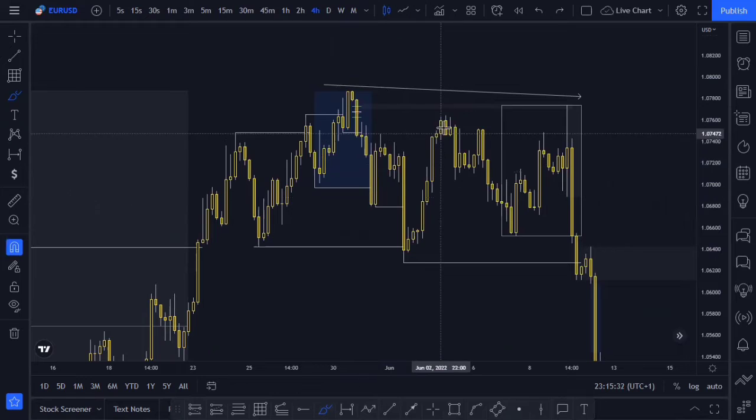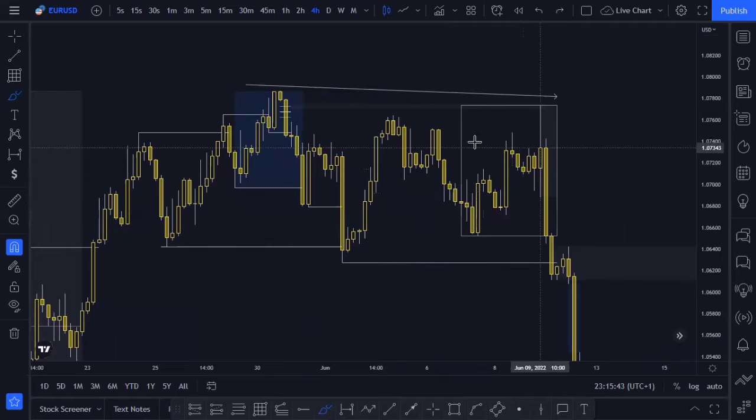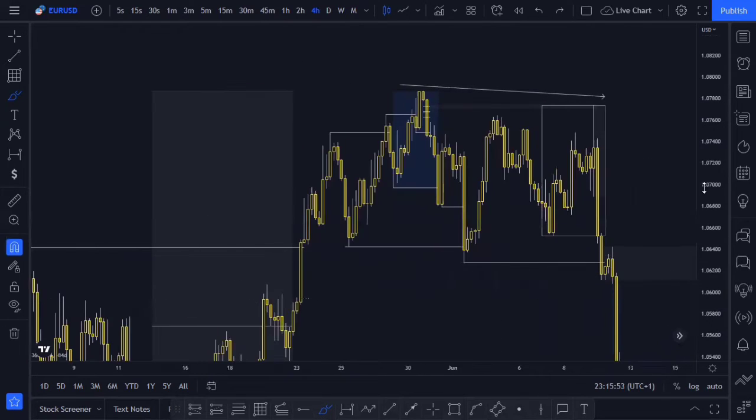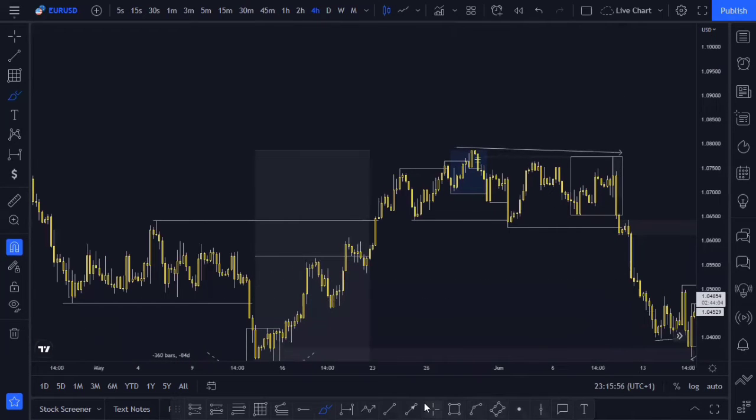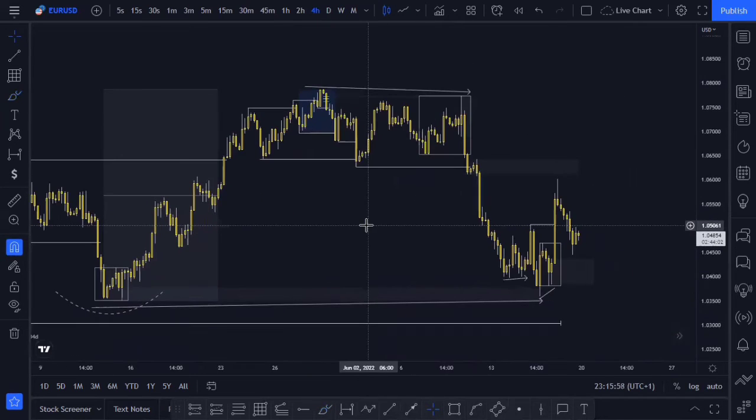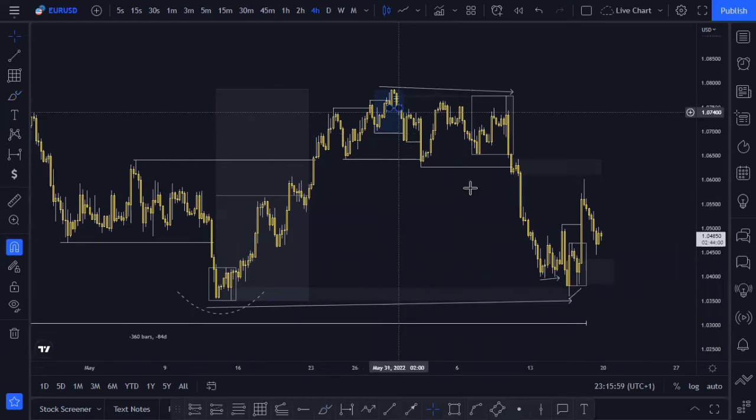Here, I don't really know what's happened, and I don't want to go into more detail about it. But from the 4-hour, price kind of mitigated what I think is a 1-hour demand zone, and then price pushed down and continued the bearish structure on the 4-hour.